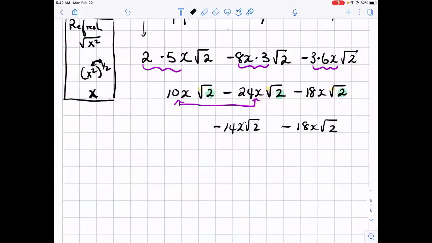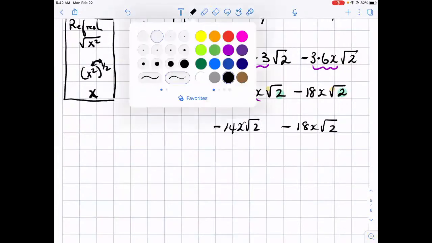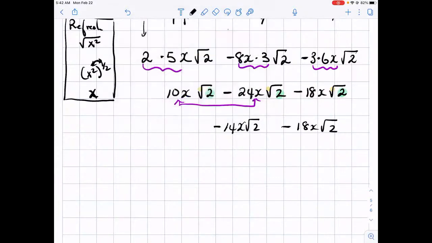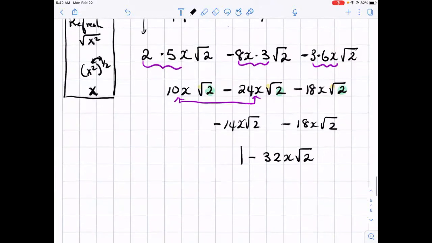Now I combine the minus 14x and the minus 18x. And if I do that, I end up with minus 32x root 2. Okay? And here we see that this here is our final answer.